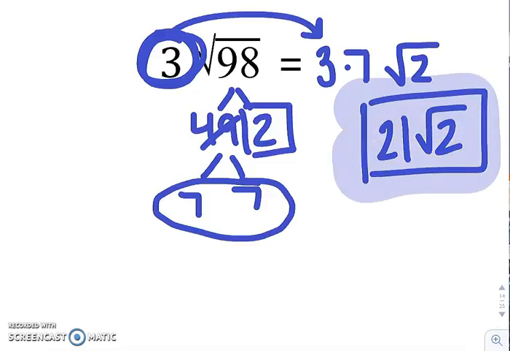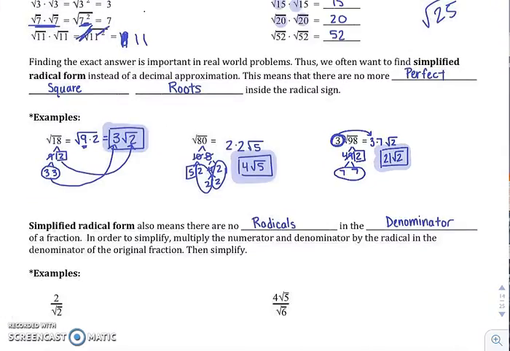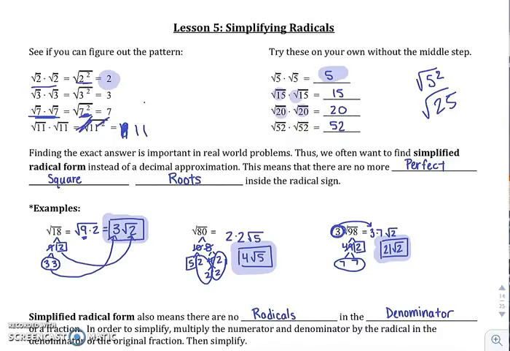Pairs represent perfect squares and they go outside. Values left by themselves stay underneath the radical.